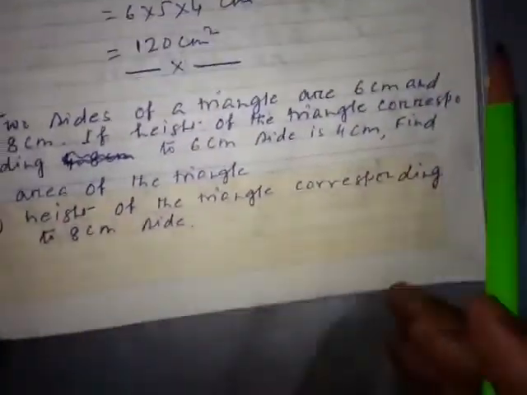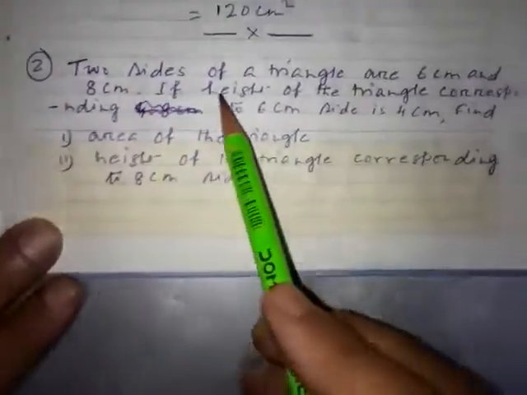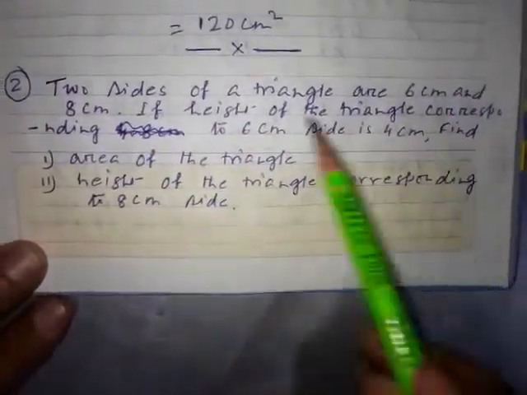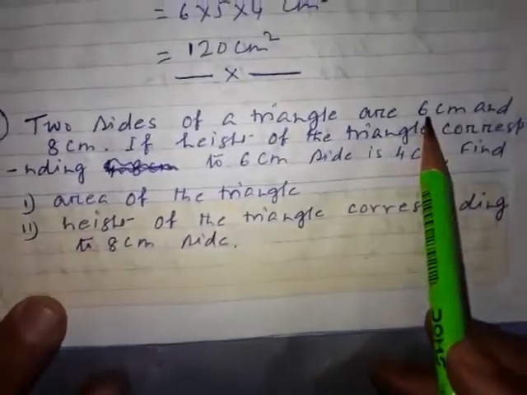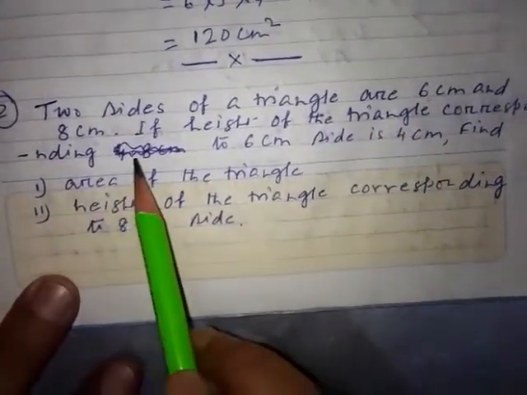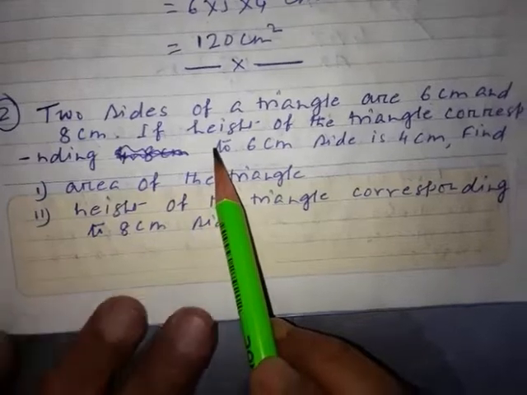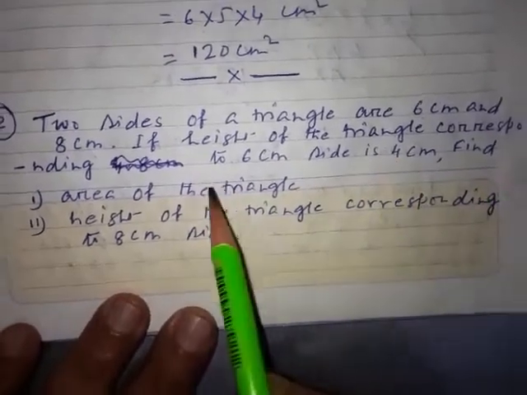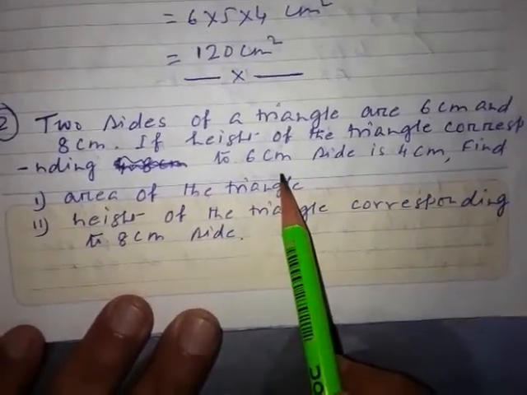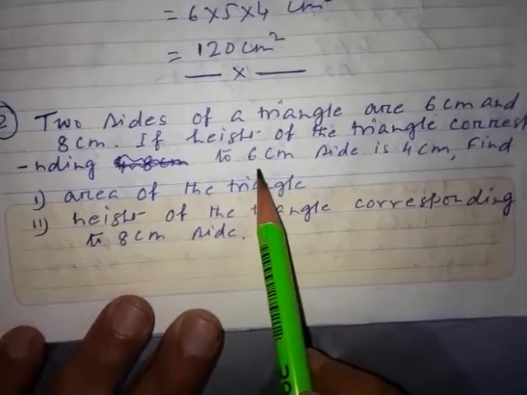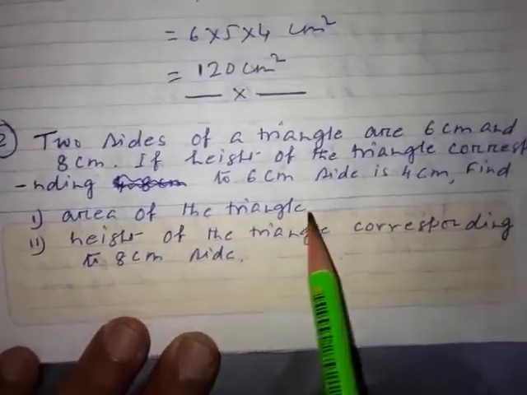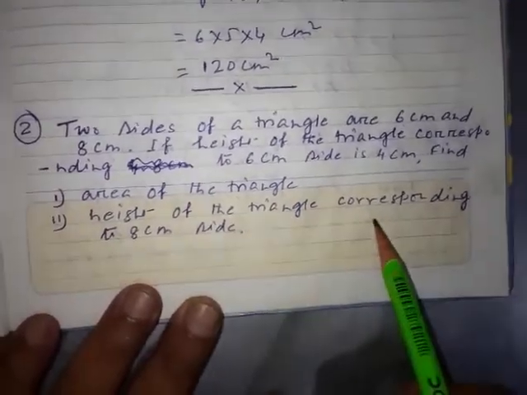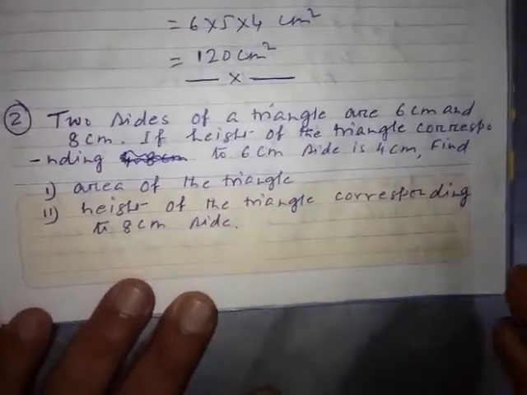Now the second question I am coming to. Two sides of a triangle are 6 centimeter and 8 centimeter. Two sides are given there. Please understand it very carefully. One is 6 centimeter, one is 8 centimeter. If the height of the triangle corresponding to the 6 centimeter side is 4 centimeters, find the area of the triangle and the height of the triangle corresponding to the 8 centimeter side.